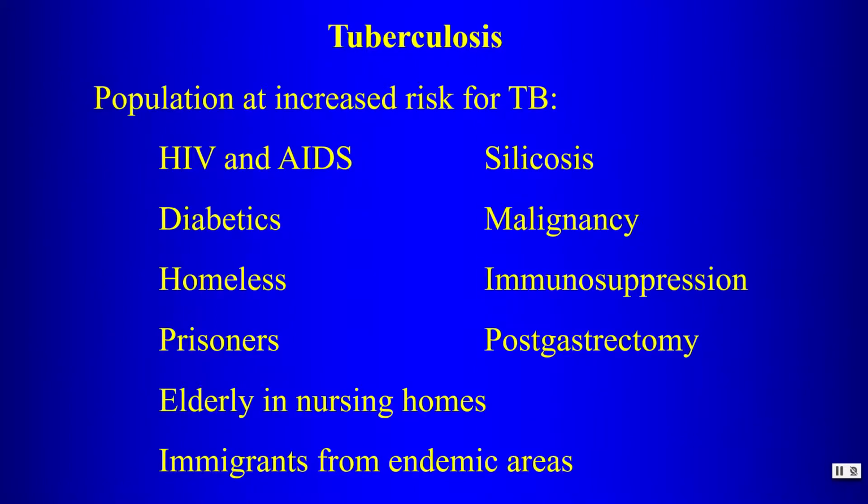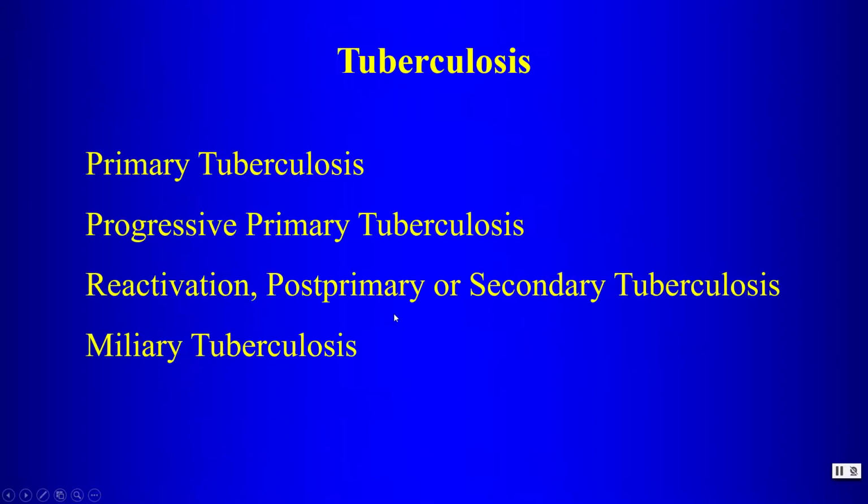And populations at increased risk for tuberculosis include HIV and AIDS or any immunosuppression, diabetics, patients with underlying lung disease, patients with underlying malignancy, elderly patients, immigrants from endemic areas, and interestingly, post-gastrectomy patients are also at increased risk for tuberculosis. Now, in terms of the terms you need to be familiar with, you need to be familiar with these terms: primary tuberculosis, progressive primary tuberculosis, reactivation, post-primary or secondary tuberculosis.